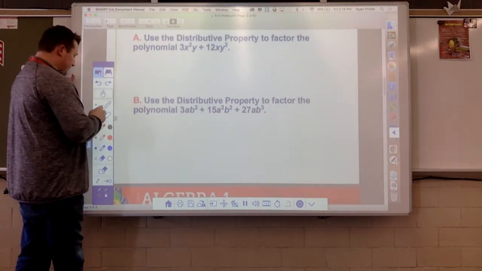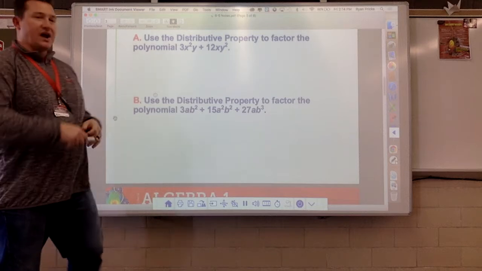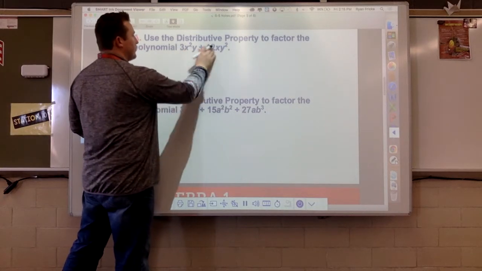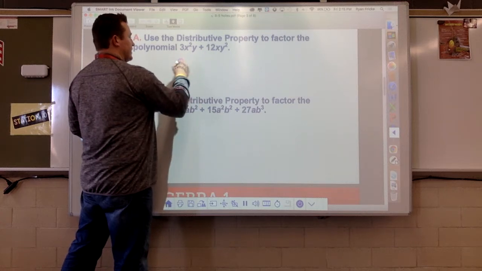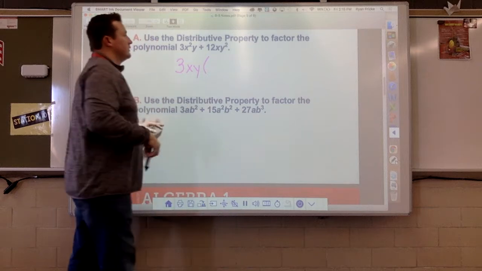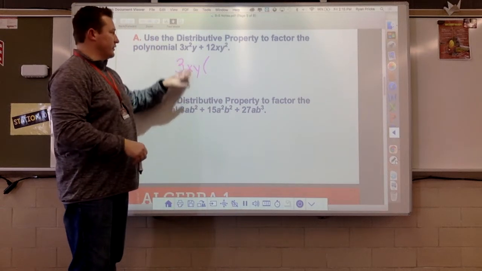Again, if you want to pause this and try these, you can. If not, we're going to go a little bit quicker here. So again, biggest number, biggest variable. Biggest number is 3. Biggest variable is xy. Okay, what are we left with here out of this first term?